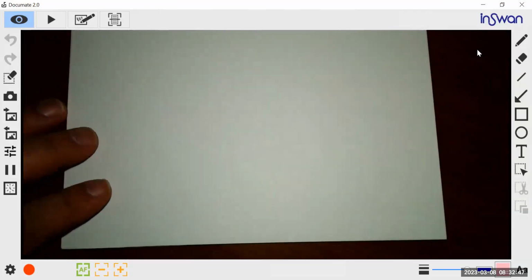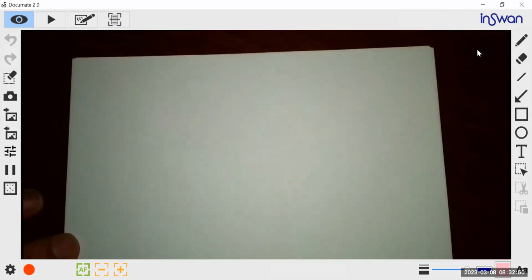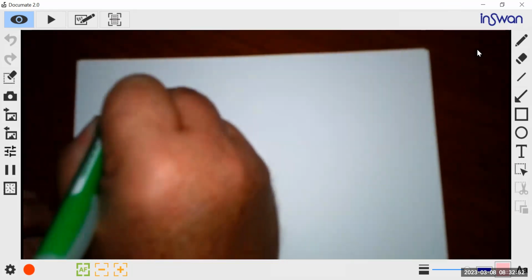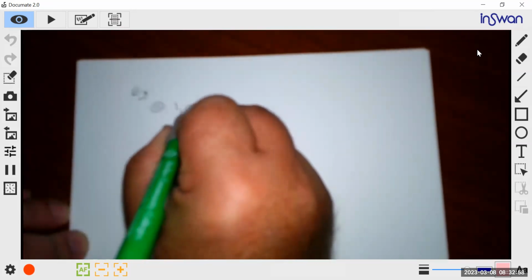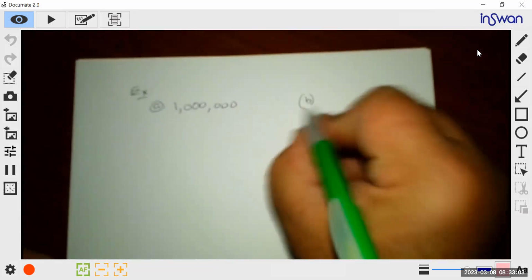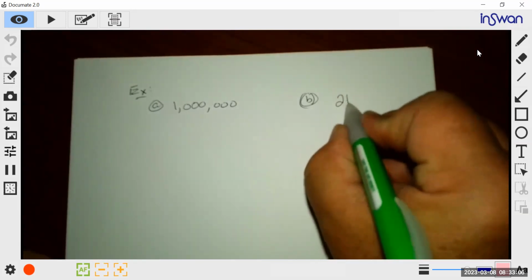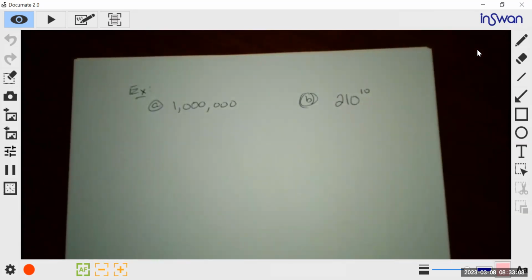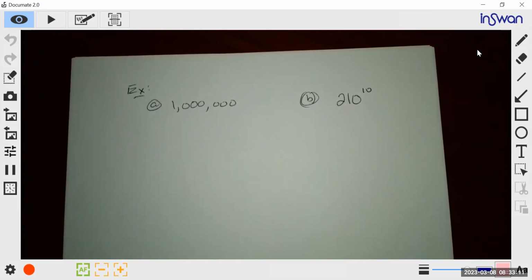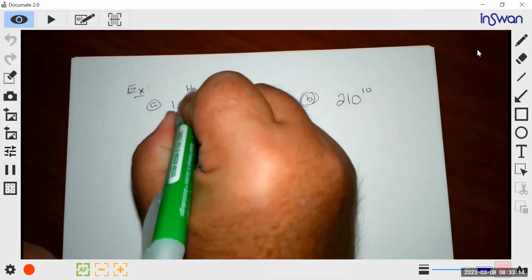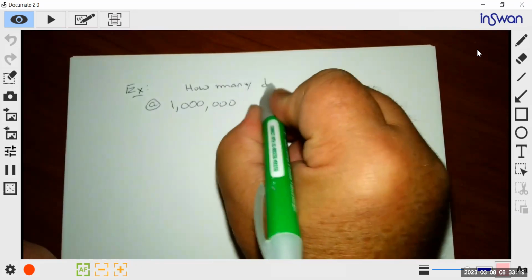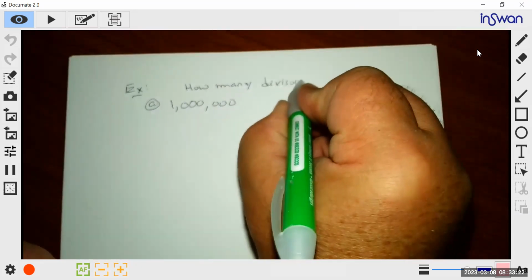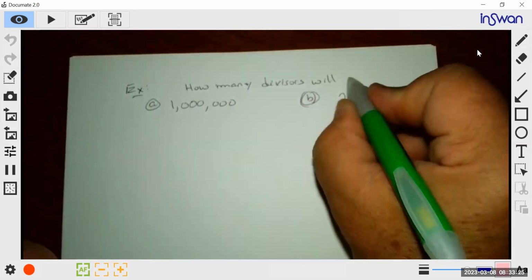Let's look at another example. 1 million, and if we have an exponentiated number, how many divisors will these numbers have?